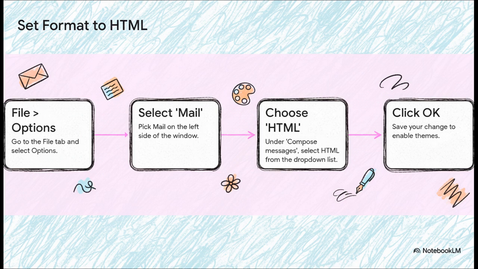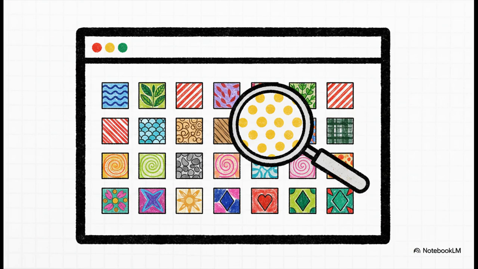You just hop over to File, then Options, click on Mail, and in that Compose Messages section, make sure you've selected HTML. Hit OK, and you are good to go. All right, with that little bit of housekeeping done, now the creative part begins. It's time to dive into all the different themes and find the one that really feels like, well, you.